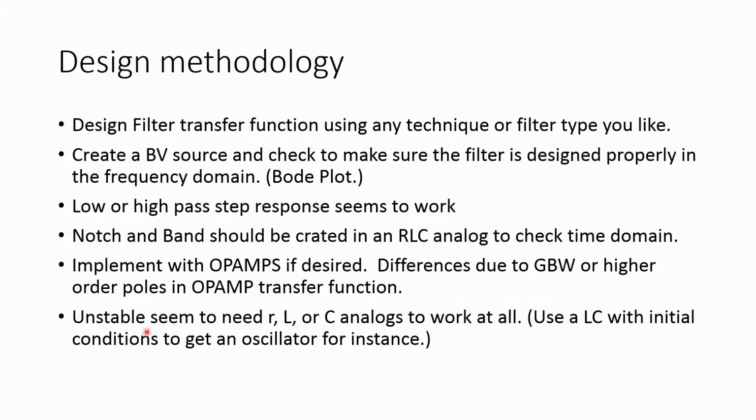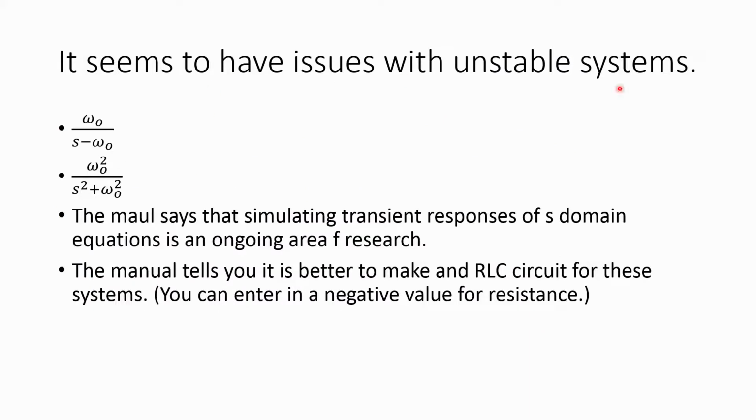Now, it seems that for unstable systems, you need to use an RLC analog to work at all. For instance, if I needed an oscillator, with these unstable systems, this has a positive pole, an exponential increase. This doesn't work in the time domain if I use a behavioral voltage source. And this should be an oscillator in the time domain, and it doesn't work.